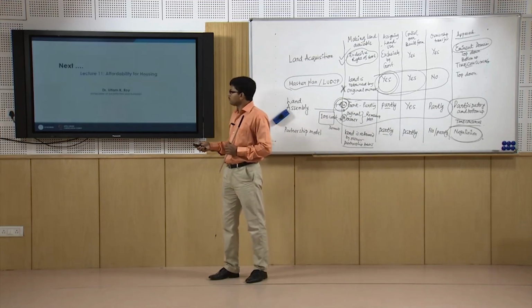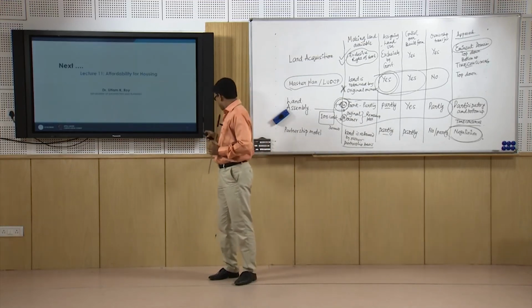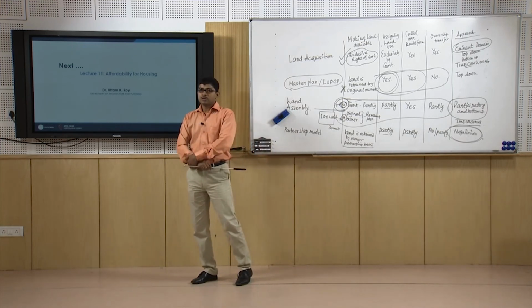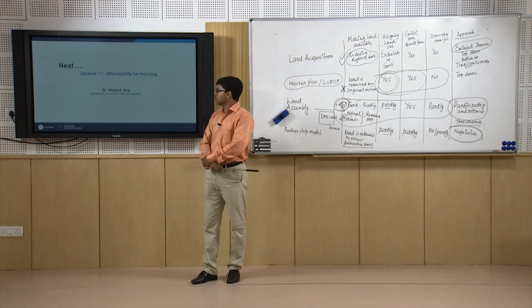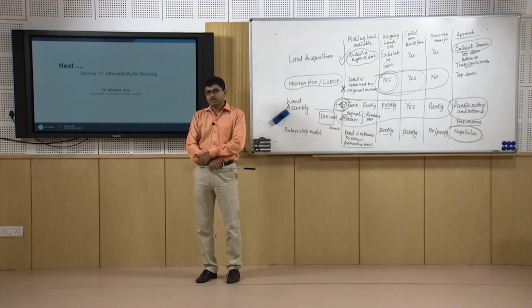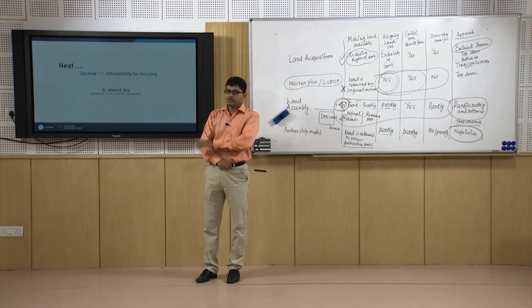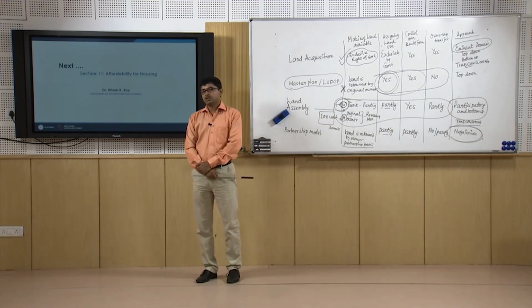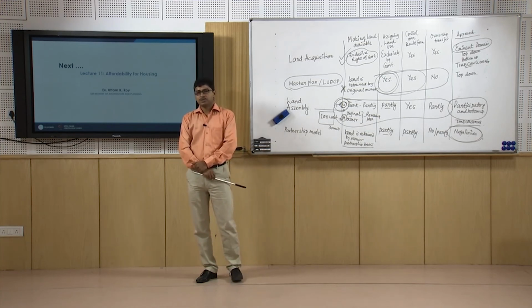So, in the next lecture, we will discuss another important concern for housing delivery, which is affordability of housing. We discussed so far the policy, the planning intervention, and the legal and institutional framework. Also we have discussed land for housing. So, the next part of the discussion will be affordability and the financial part of housing, which is very crucial particularly for a country like India.